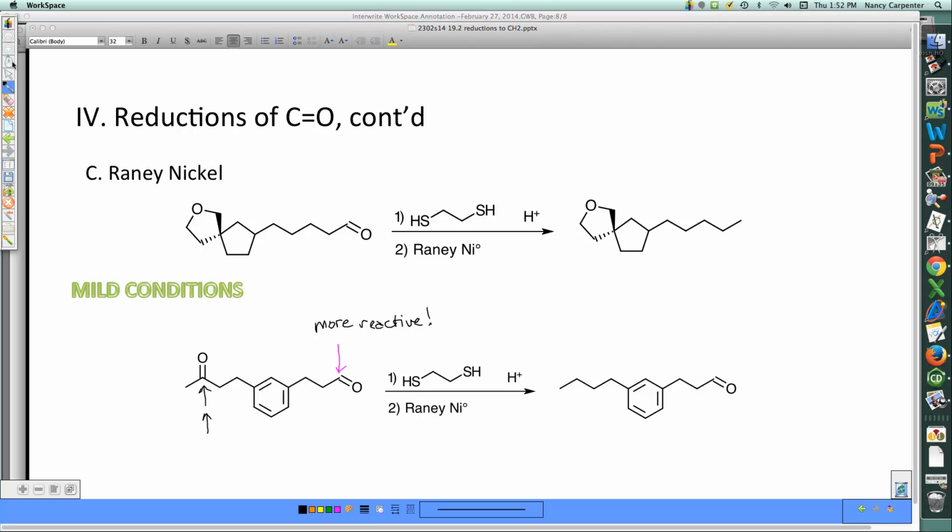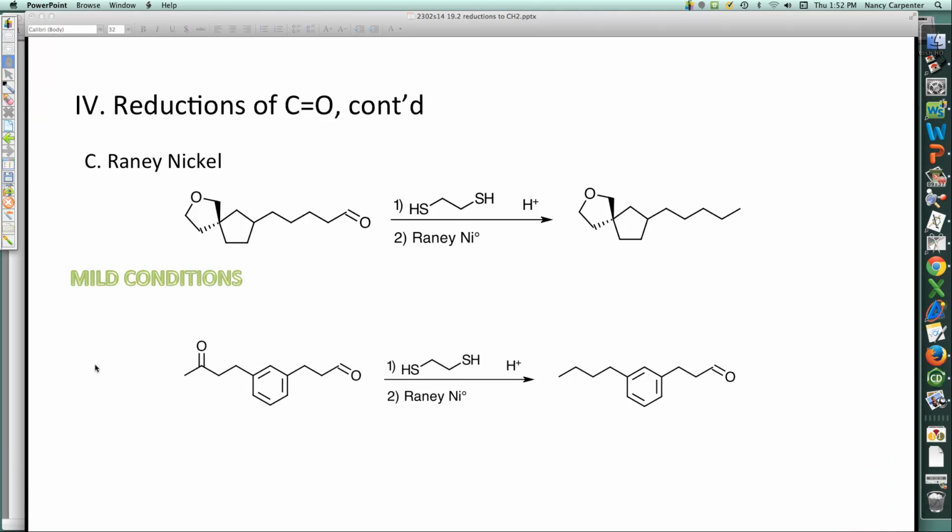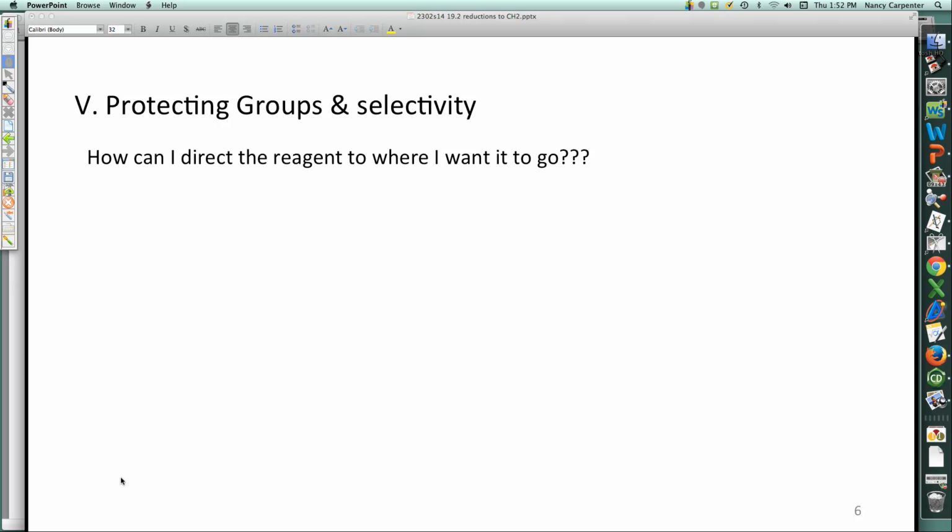So that means we have to have another way to make this kind of chemistry happen, and that takes us into the realm of protecting groups and selectivity. So this is truly a mini lecture, and I'm going to stop it here and save the protecting groups and selectivity for our next exciting installment.